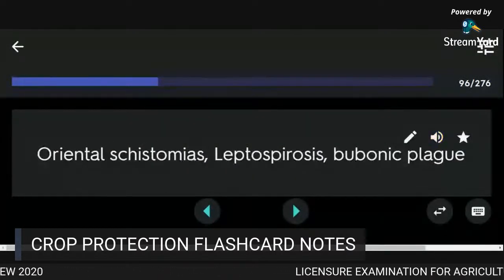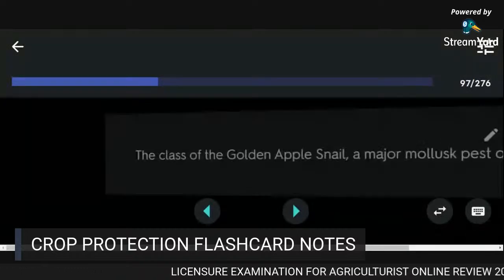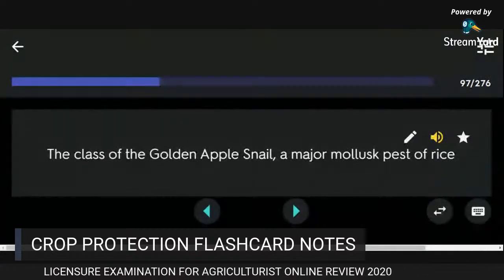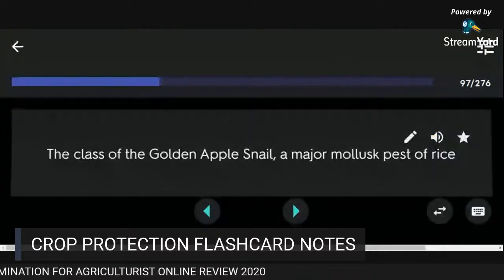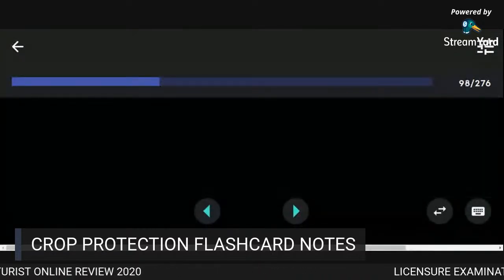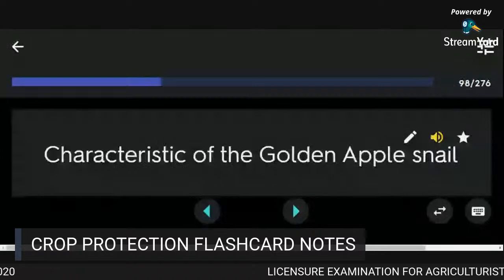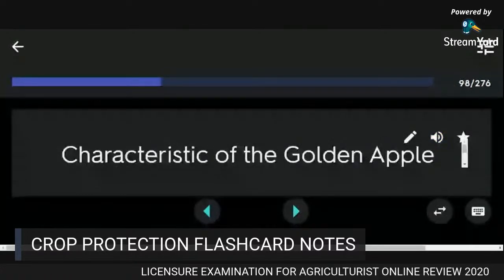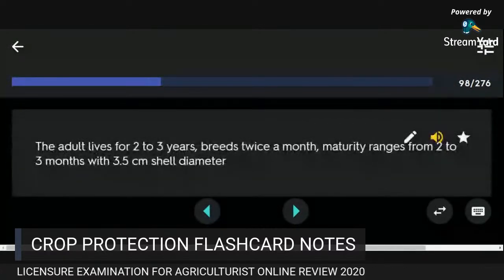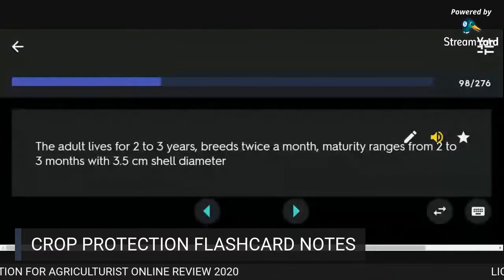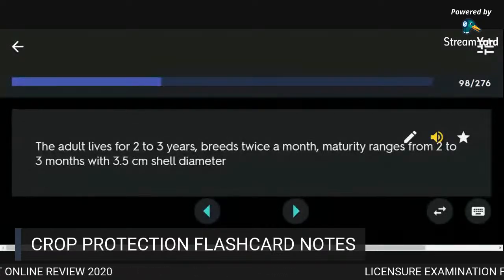The class of the golden apple snail, a major mollusk pest of rice. Gastropoda. Characteristics of the golden apple snail: the adult lives for 2 to 3 years, breeds twice a month. Maturity ranges from 2 to 3 months with 3.5 centimeters shell diameter.